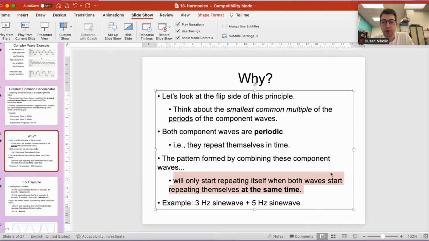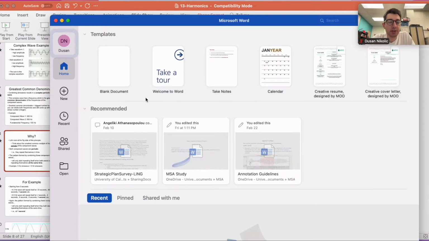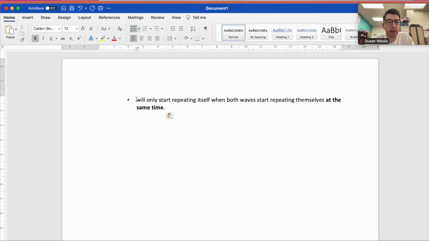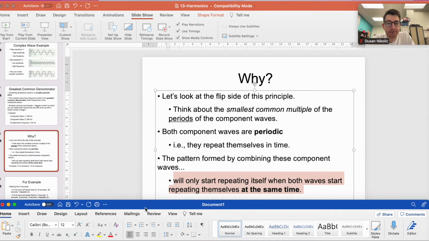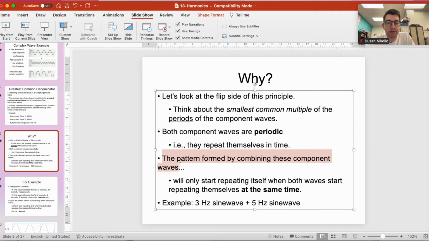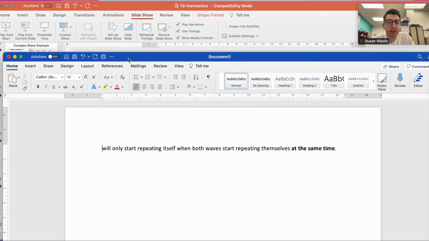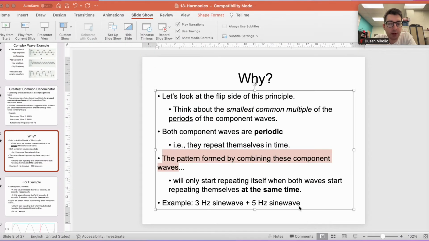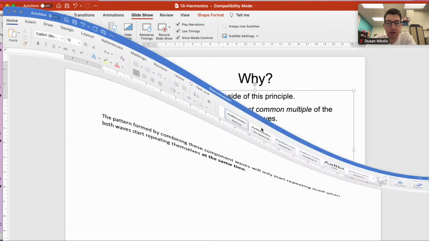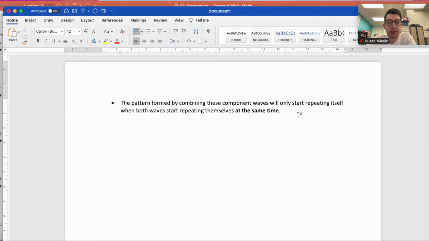So I'll open a Word document and I'll write it down here. The pattern formed by combining these component waves will only start repeating itself when both waves start repeating themselves at the same time. The example of this are a 3 Hz sine wave and a 5 Hz sine wave. And I will show you this in a second, what I mean by this. But it's very important to understand what I would otherwise write on a whiteboard, this little pattern here. We will have some more writings here.